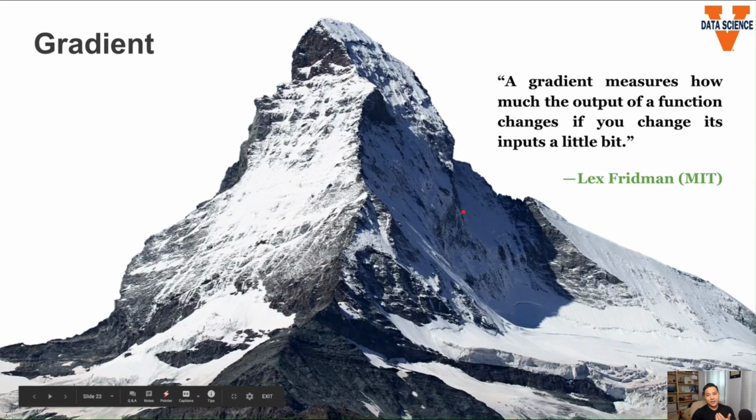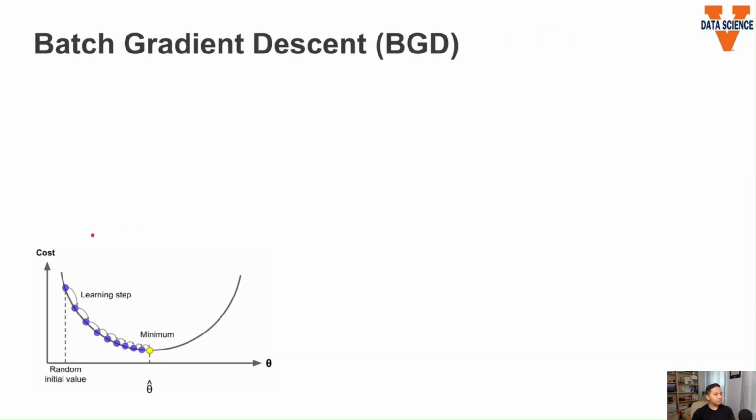Okay, so you can think about the gradient as measuring how much the output of the function changes if you change its input a little bit. This is an informal definition from Lex Fridman from MIT. Typically I like to think about it as descending from the mountaintop way down to the valley. So how do we do that? We have an algorithm called batch gradient descent to help us find the lowest value of the cost function. And the reason it's called batch is because you use all the training data.